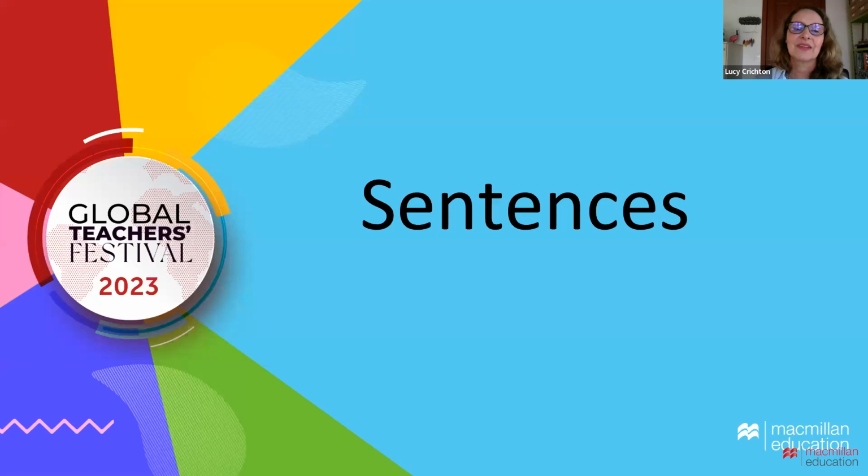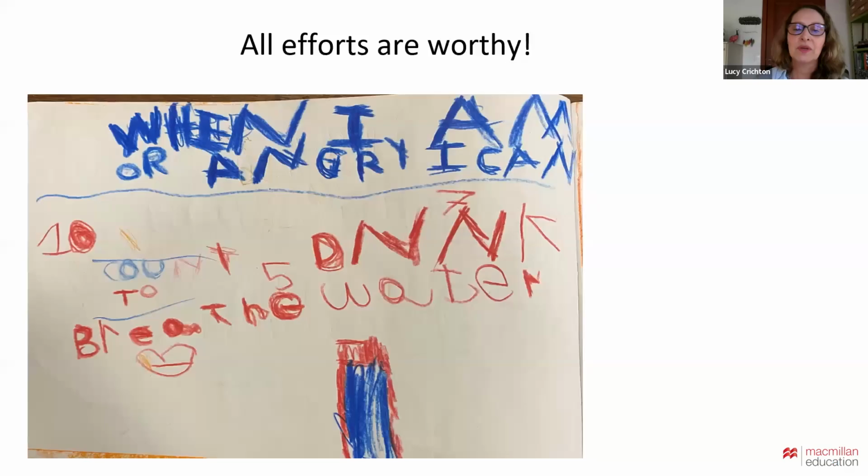So moving on to sentences now, okay? I'm going to share some of the things that I think might be helpful for you in your context too. First of all, efforts are worthy when children try to write. Yes, this is a first grader. And you can see this is about what to do when you're feeling angry or sad, things that you can do.